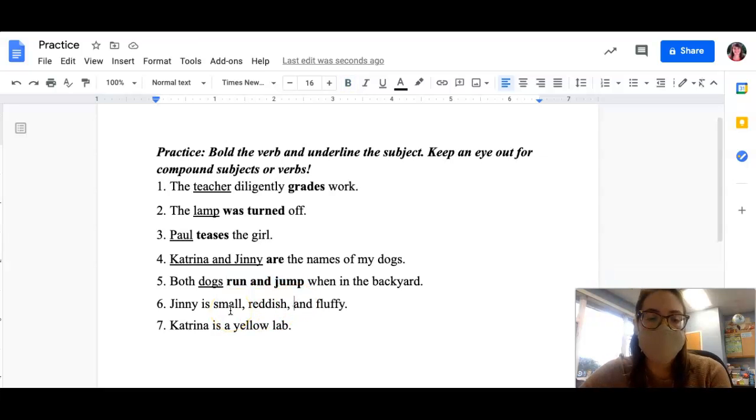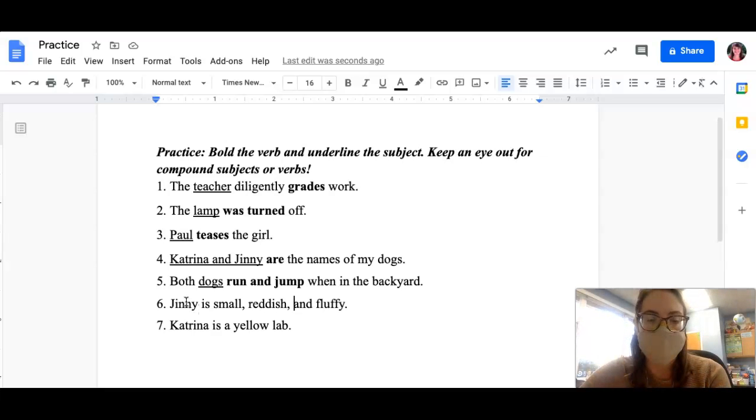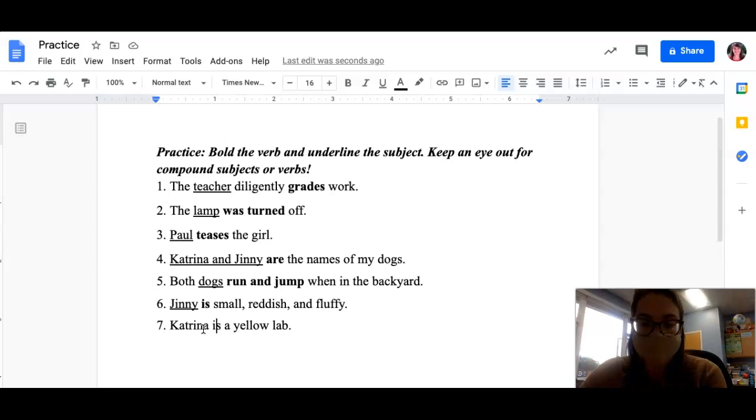All right, number six, Ginny is small, reddish, and fluffy. So again, going back to our questions, who or what is the sentence about? Who or what is performing the action in the sentence? My sentence is about Ginny. Okay, it's describing her, right? And I have a be verb, is, as my verb. All right, and last one, Katrina is a yellow lab. Again, who or what is performing the action in the sentence? Who or what is my sentence about? My sentence is about Katrina, be my subject, and again, another be verb to go with that.